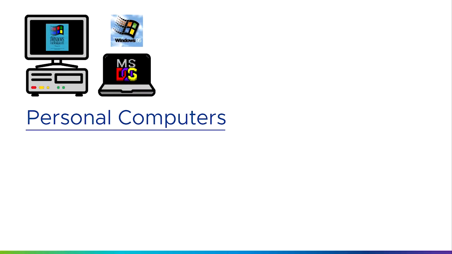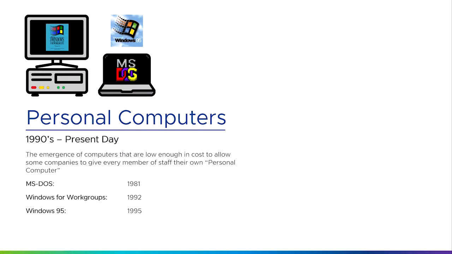And then we move on to personal computers. So when we get to the 1990s and up to the present day, we now have computers that are low enough in cost to allow companies to give every member of staff their own personal computer, or PC. Most people will remember PCs, depending how old you are, starting with MS-DOS, Windows for Workgroups, and Windows 95. And typically we started using personal computers for word processing, spreadsheets, presentations, emails, web browsing.